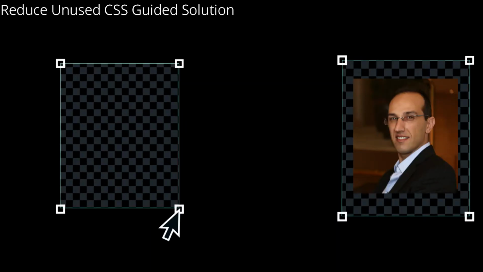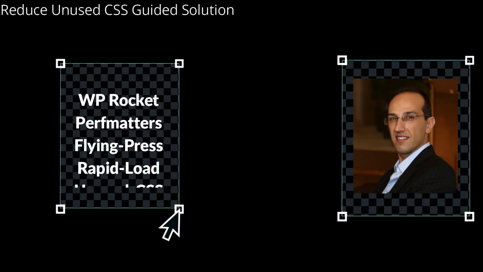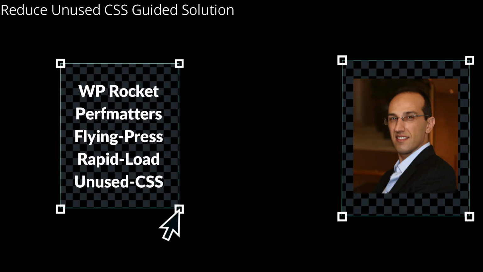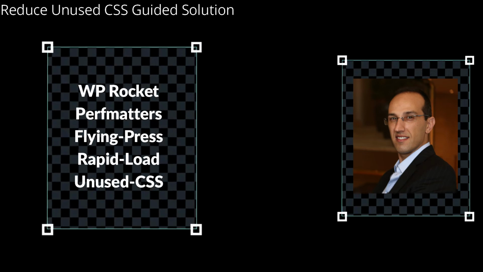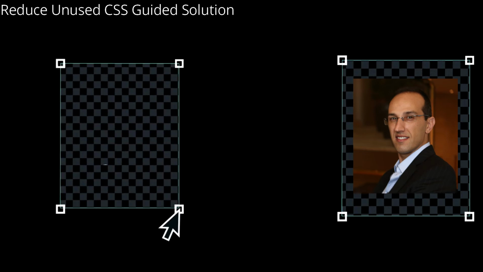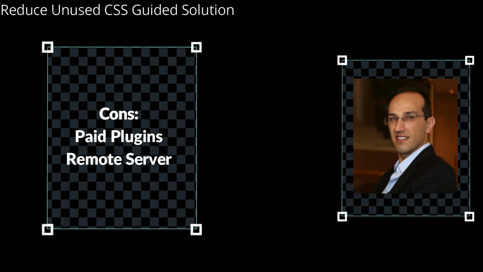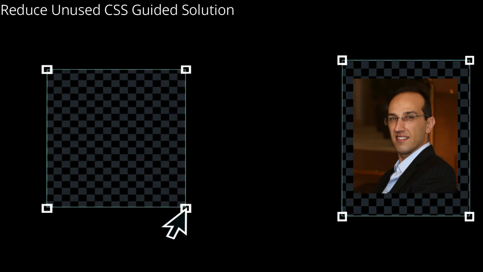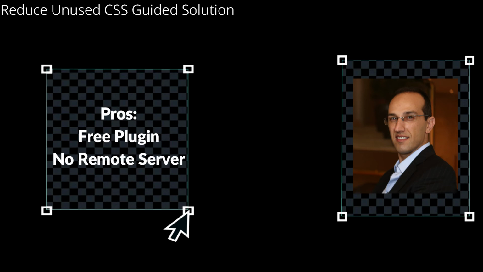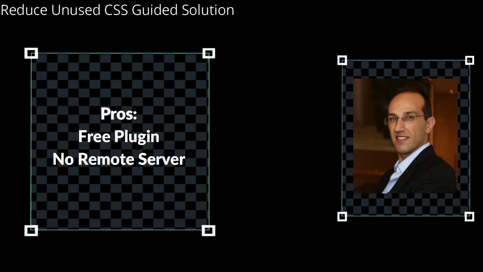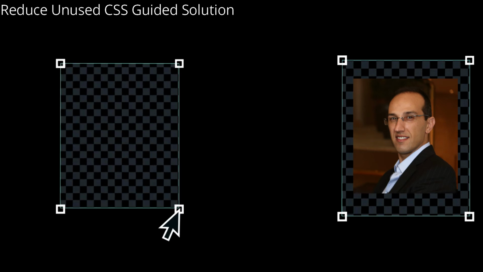Several solutions on the market make it possible to reduce CSS use, such as WP Rocket, Perfmatters, Flying Press, RapidLoad, and Unused CSS. All of these solutions are paid. Some require using a remote server, which causes many problems because the server is sometimes blocked due to security, and the server is cluttered. Any changes made to the site cause the CSS reduction process not to be done immediately, which hurts the workflow. In this tutorial, I will show a solution that is both free and does not require a remote server. A solution that I personally use when I improve speed for clients.